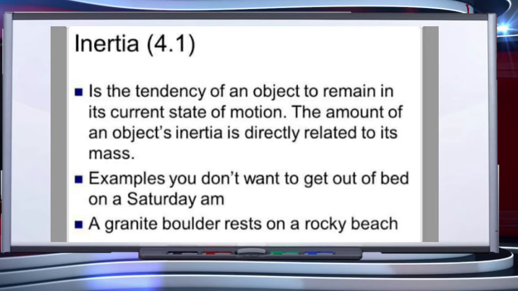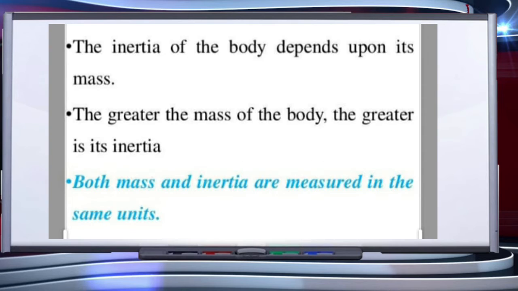Now let's talk about inertia. Inertia is the tendency of an object to remain in its current state of motion. The amount of an object's inertia is directly related to its mass. The inertia of the body depends upon its mass. The greater the mass of the body, the greater is its inertia. Both mass and inertia are measured in the same units.